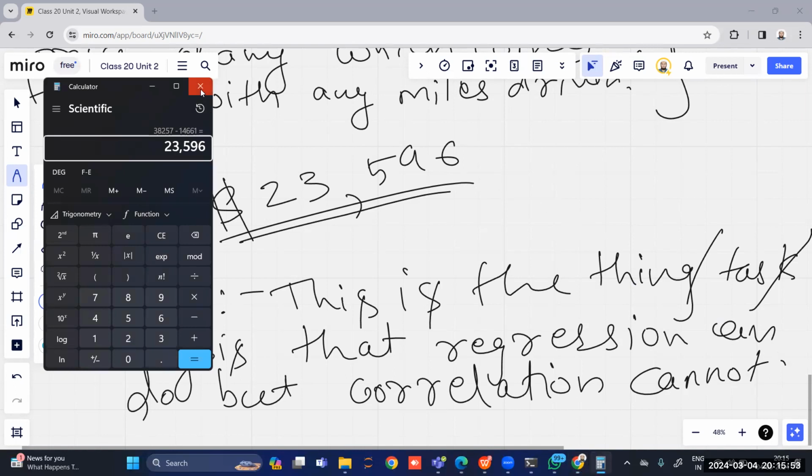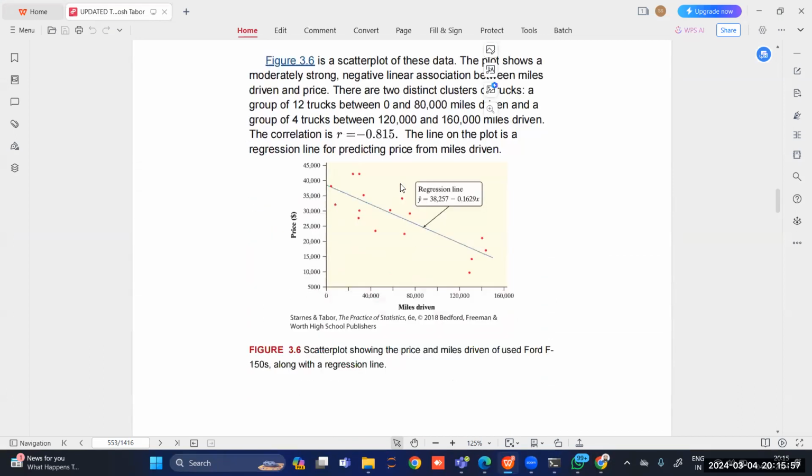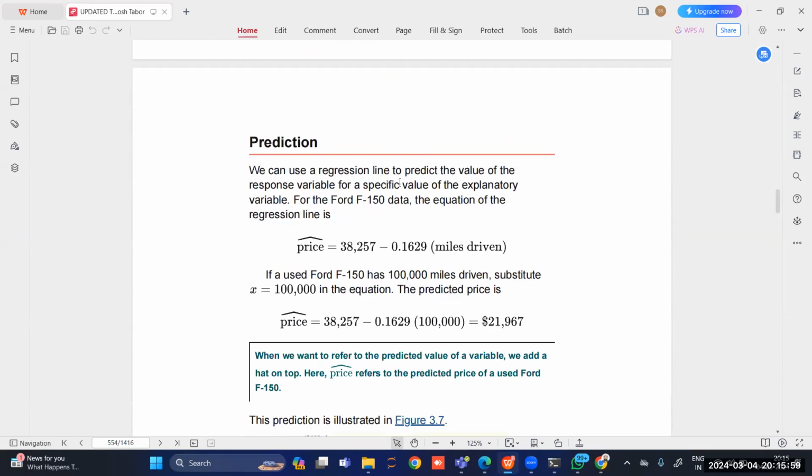Okay, now we'll move on to the next. There are different terminologies about regression. The first is prediction, which I have told you. Y cap is used to predict the response variable by changing the explanatory variable. Read this, I'll just drink water.